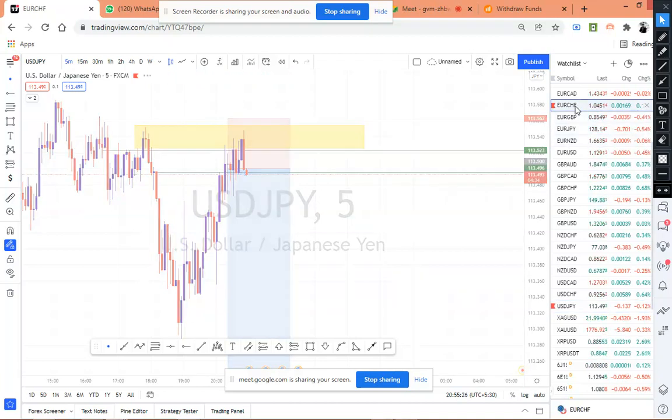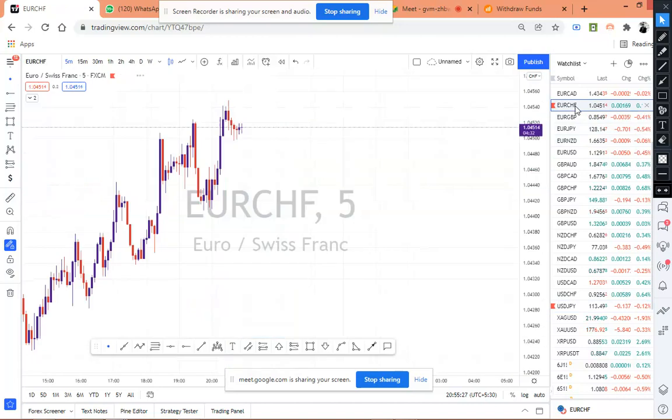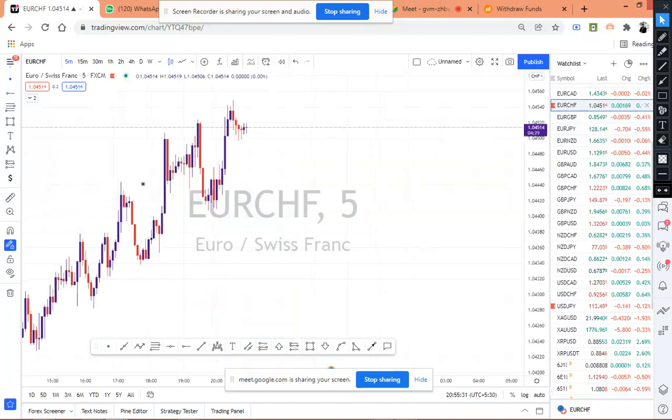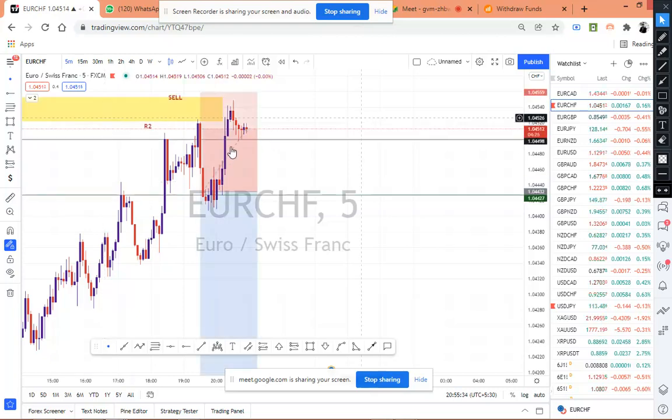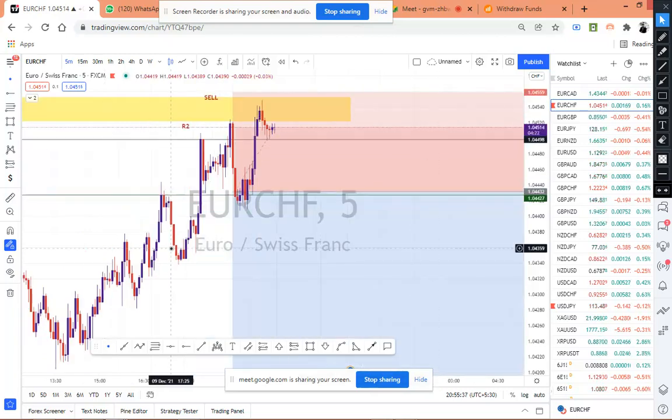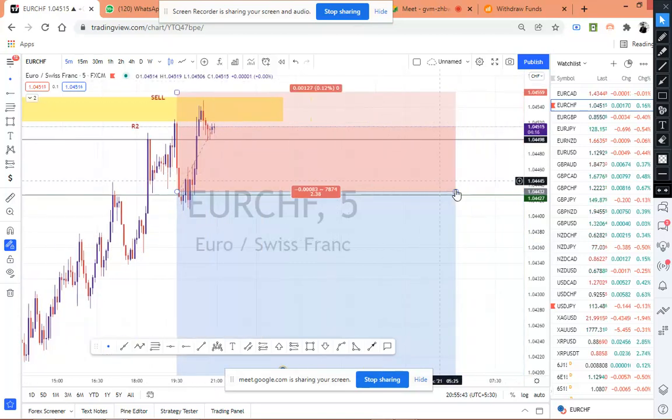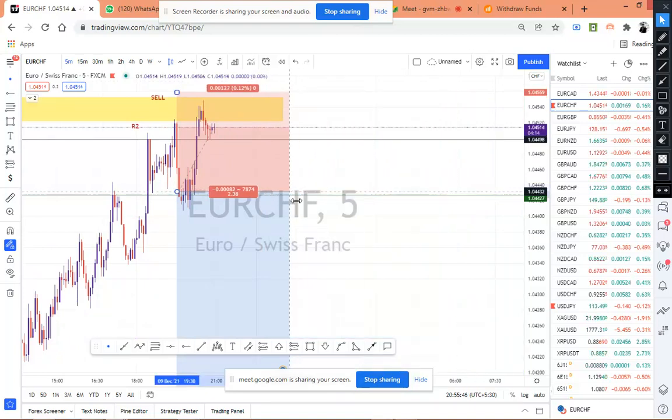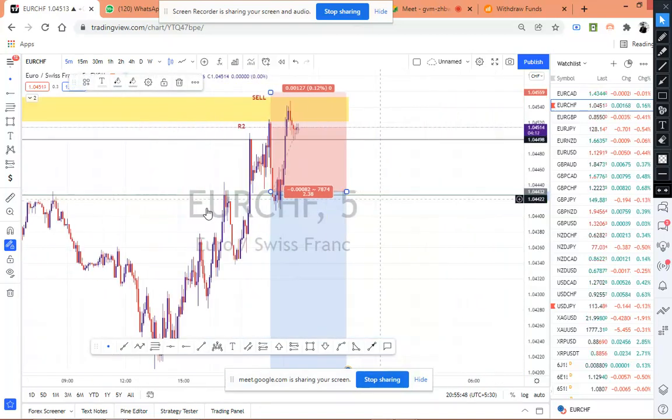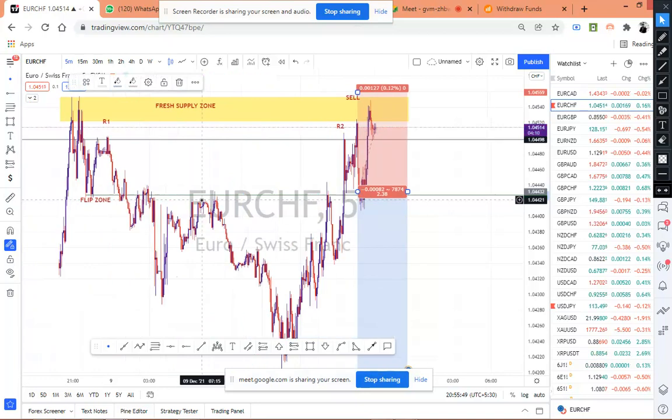Euro CHF also, let's check it out. Remember I said I want to grow the account to $100 before next week, but if these trades are going to be successful, tomorrow I'm still going to take another trade. You know, these are short-term trades in case the market wants to take some time before it starts reversing.